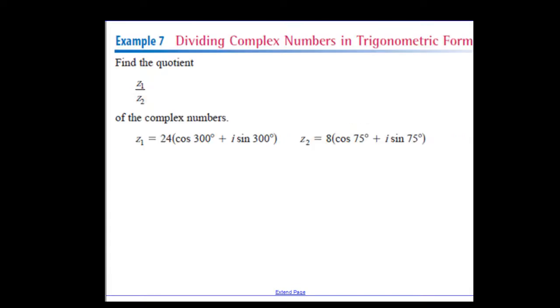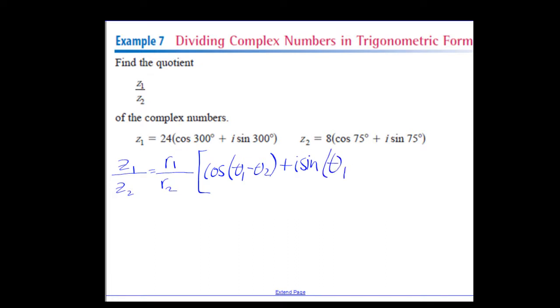So let's try an example together. Find the quotient of z sub 1 and z sub 2. All right, so good mathematicians start by writing down the formula. We've got r sub 1 over r sub 2, big open brackets, cosine of theta sub 1 minus theta sub 2, plus i sine theta sub 1 minus theta sub 2, close brackets. So, of course, my r values are 24 and 8, so divide those through and get 3.